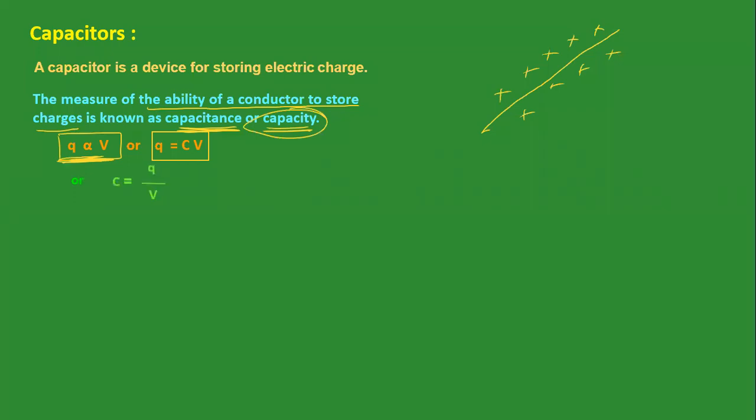So we can write the formula of C. C is equal to Q by V. So we get the formula for capacity, Q by V. You can use capital Q or small q, it doesn't matter. Only here you remember, capacity is charge divided by potential.